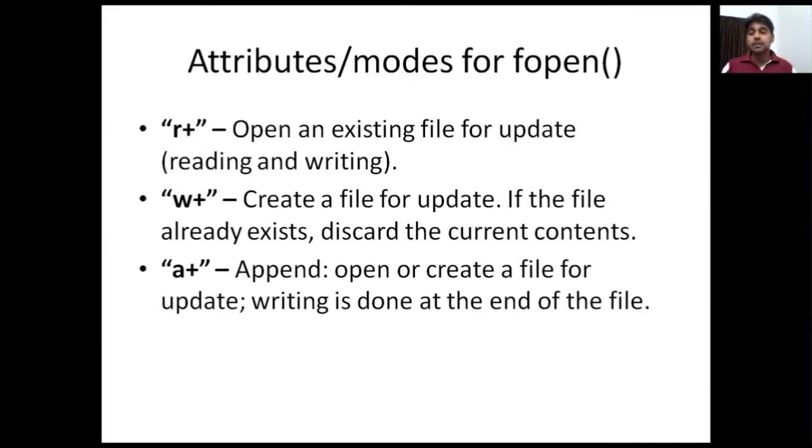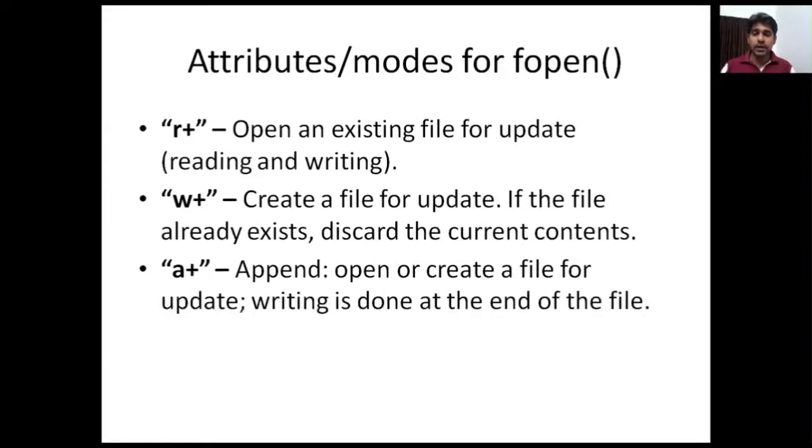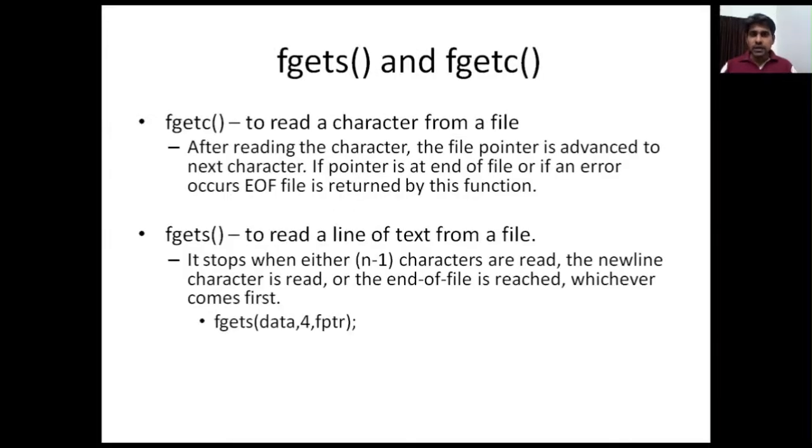Similarly, there are some other set of attributes: R plus, W plus and A plus. Okay, these are for updation. Here we are talking about new files. If you want to create a new file and you need to do the operation, you will be using R, W and A. If you want to update an existing file, you can use R plus, W plus and A plus. Okay, so now we are going to talk about how to read and how to write data.